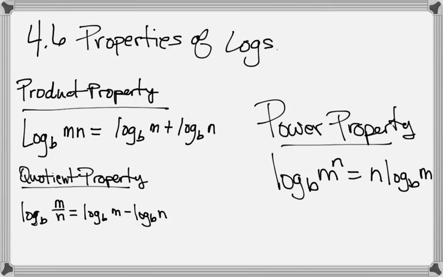Quotient property says if you're dividing, you're subtracting. Okay? This is the one that's a little bit different. The power property says when you've got something raised to a power, and I've mentioned this in class before now, that exponent can come right out in front of the log.